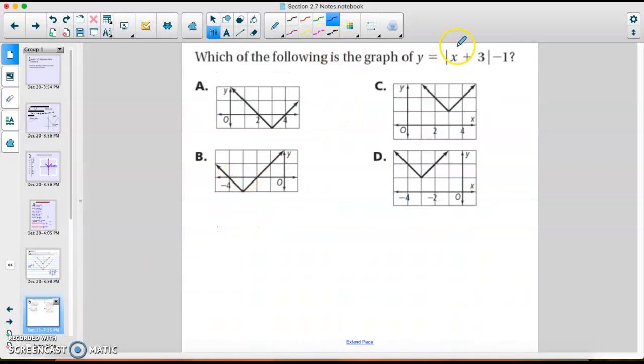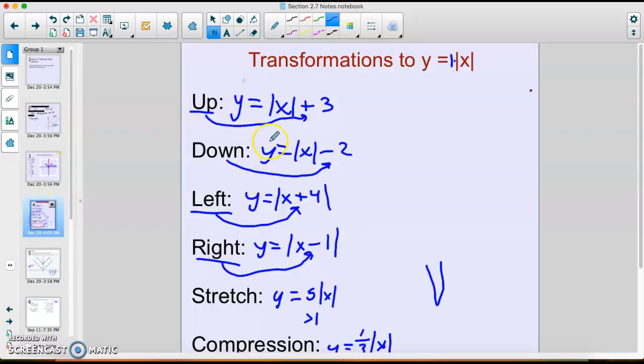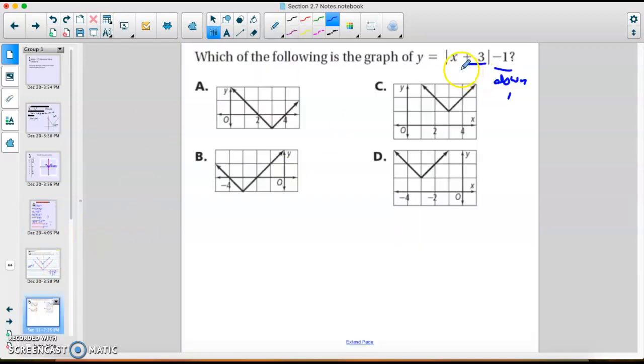All right, so which of the following is the graph for absolute value of x plus 3, and then minus 1? Well, if we break this down, we know that the minus 1 will shift it down 1. And then this plus 3 in here, what does that mean? It means we're going to shift it left 3. Okay, so this is left 3.